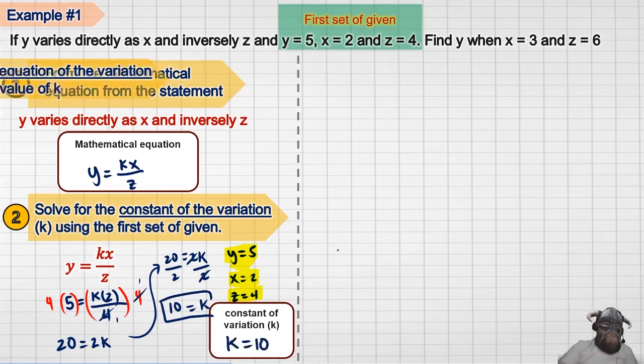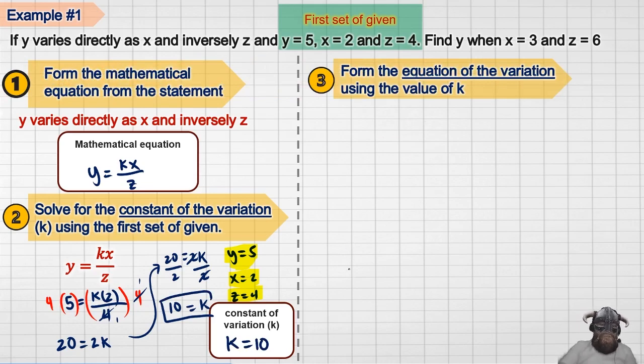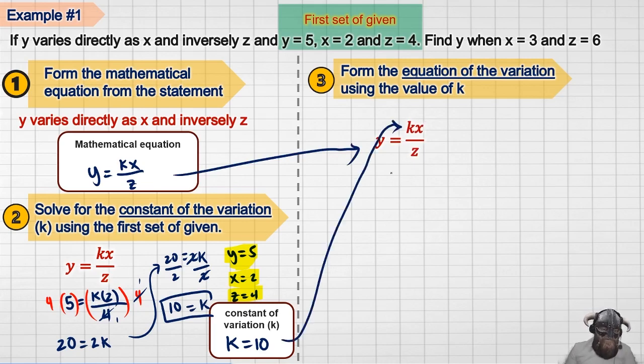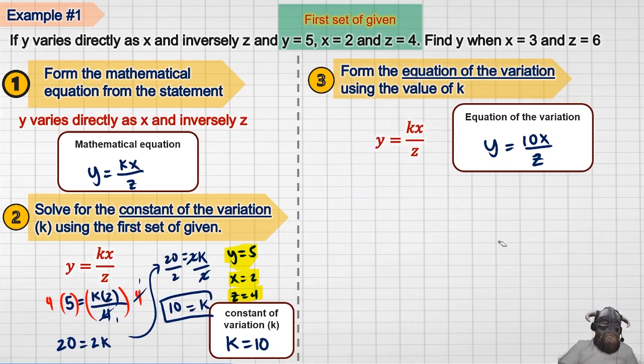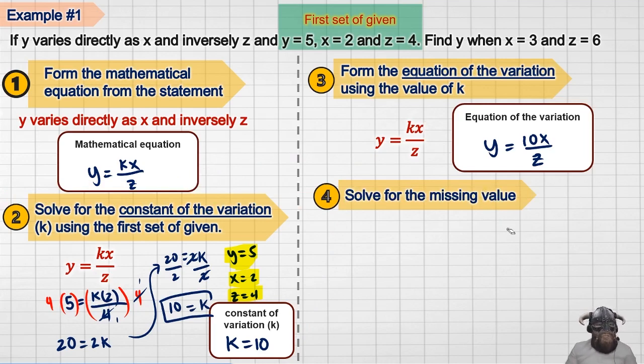Now, as we continue, we'll go to step number 3, wherein we use, once again, the mathematical equation, and then substitute the constant of variation k for that variable k. So, let's copy it. Y is equal to, our k is 10. So, we replace k with 10. Then, copy x all over z. So, that's how we create the equation of the variation. And that will serve as our formula to solve for the missing value.